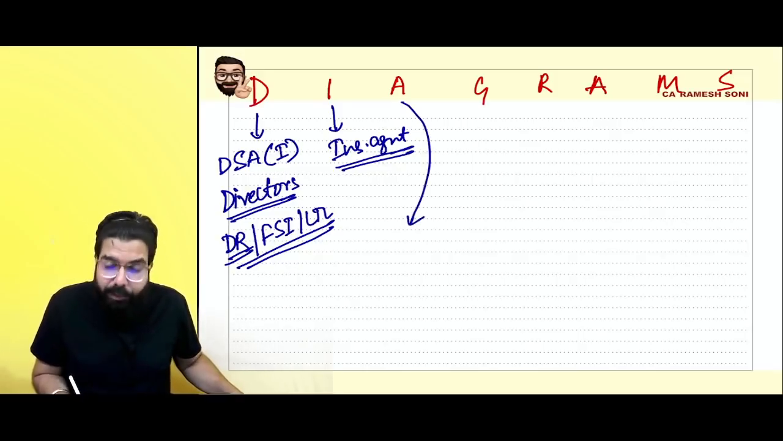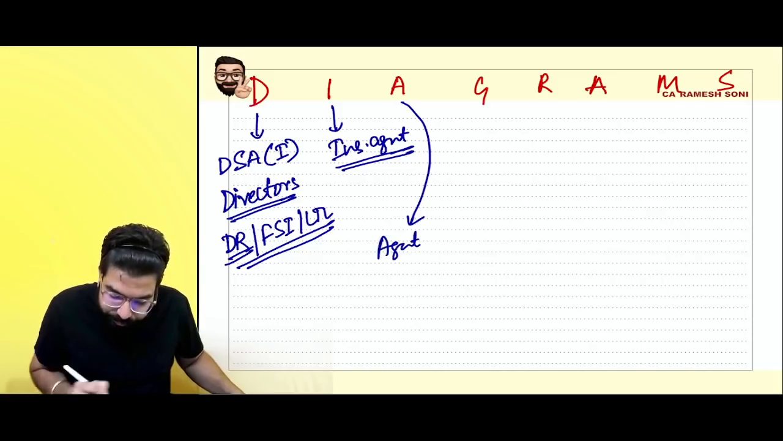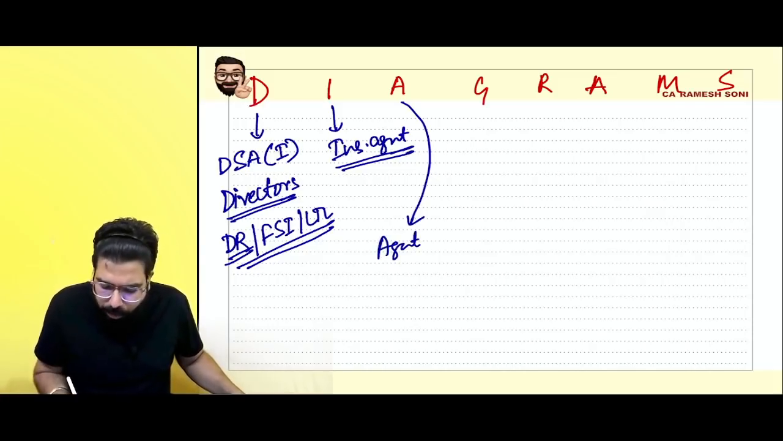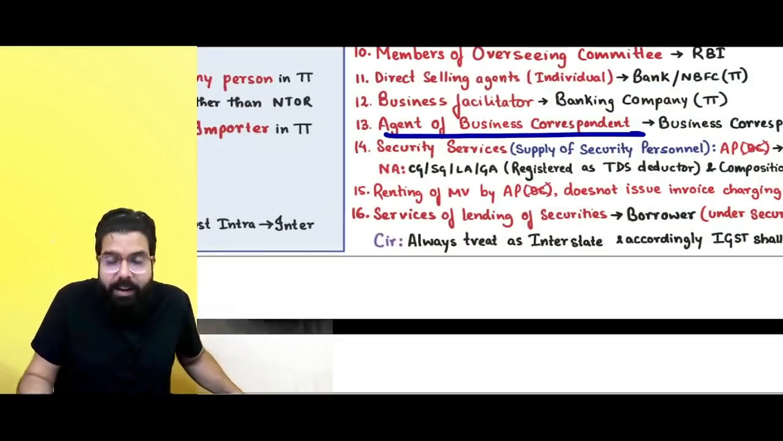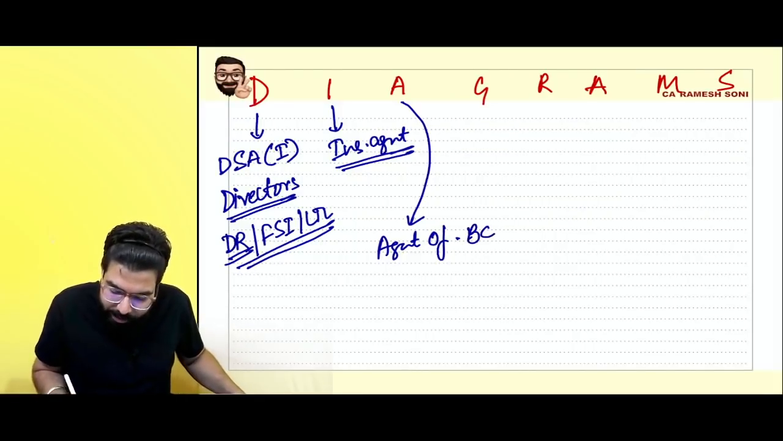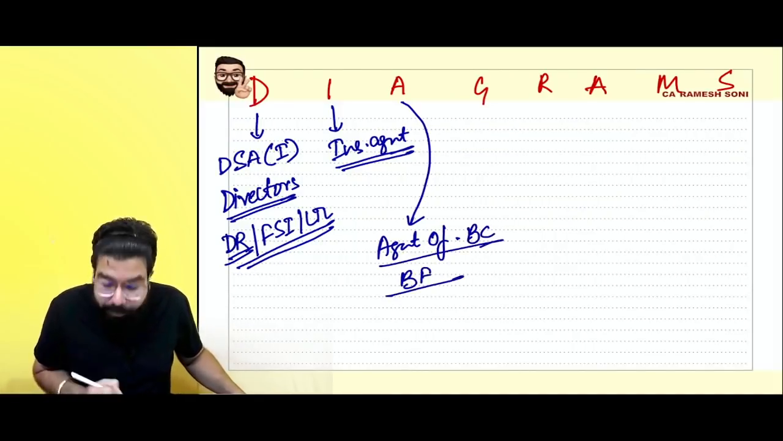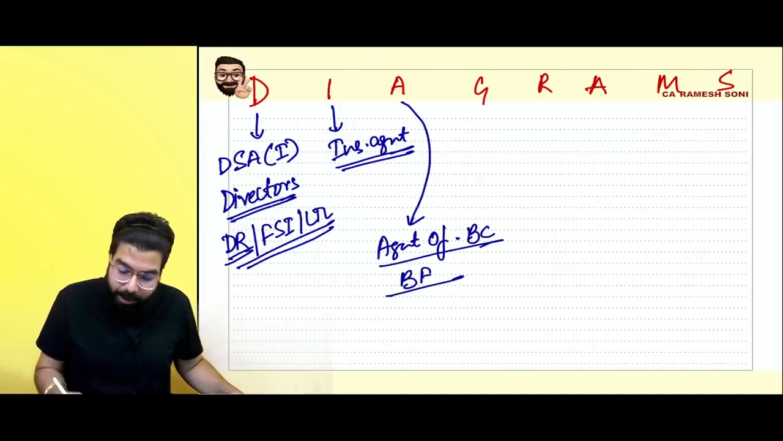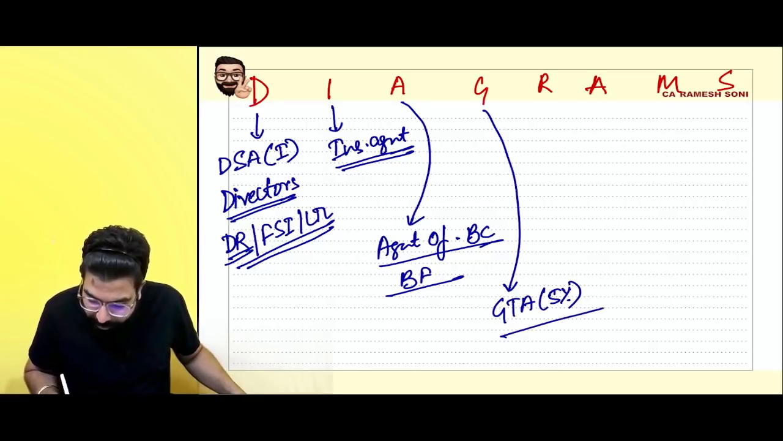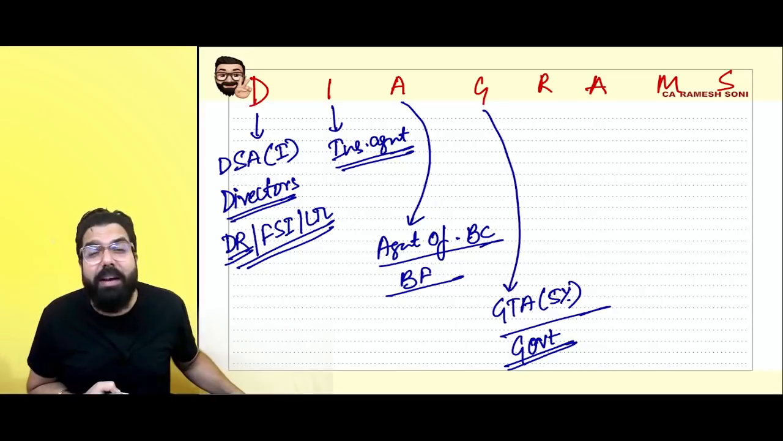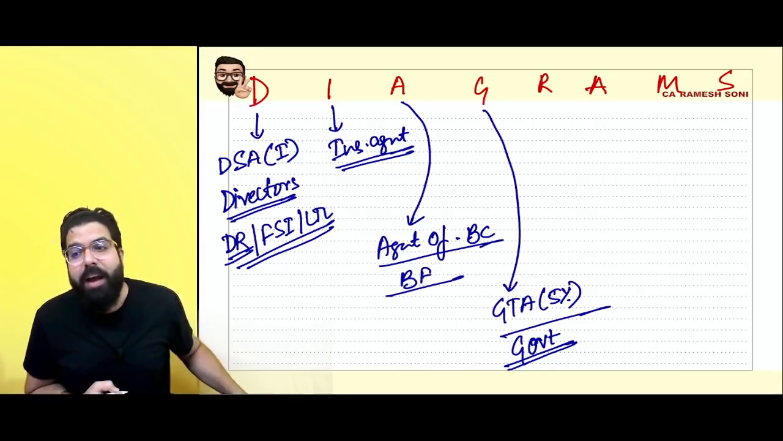A for agent, I will not talk about that. Okay, agent of business correspondent. And if you remember, in the case of business facilitator also reverse charge mechanism is applicable. Then G for GTA, the GTA who has opted for 5%. G for government services. Whenever government gives services to a business entity, which is a big business entity, reverse charge mechanism is applicable.